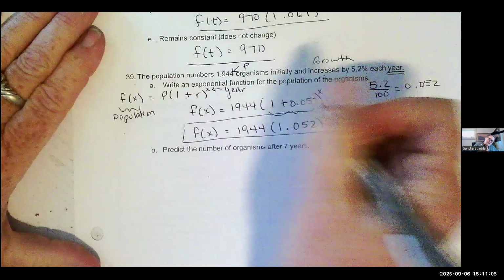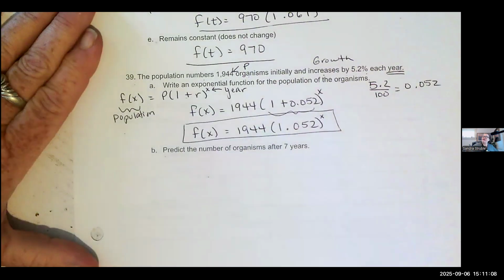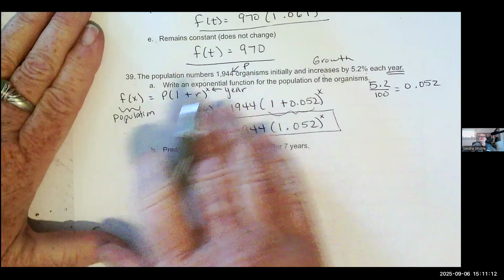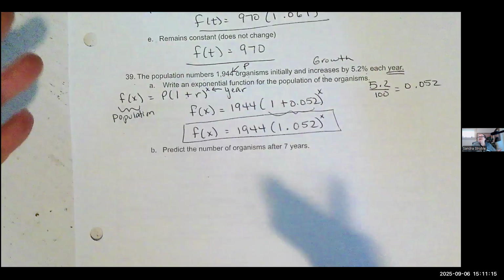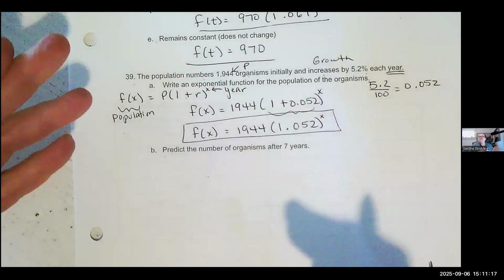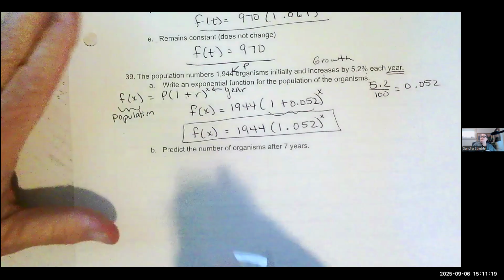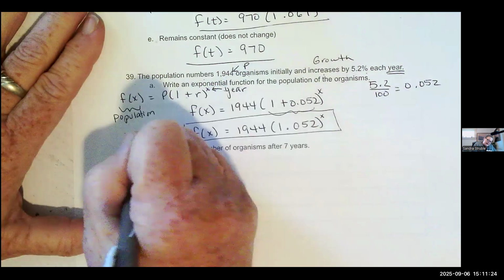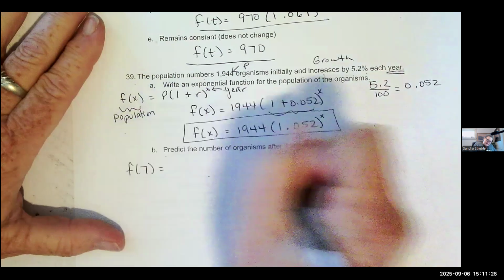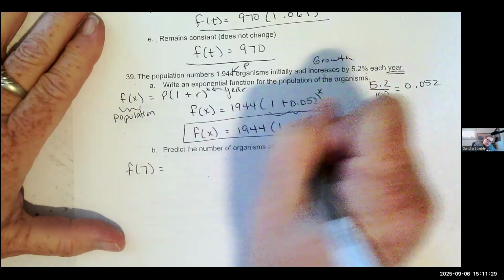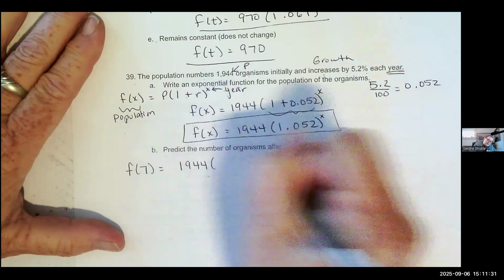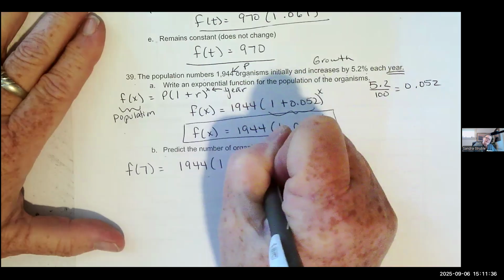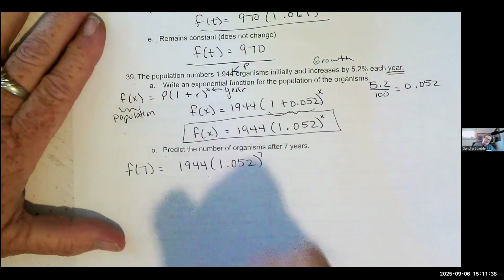All right. Now we're going to predict the number of organisms after 7 years. So if you didn't write what these things are representing, you're not going to know where to stick that number 7. Be careful. So what we're saying is 7 is in years. That's my time. So this is f of 7. And I'm going to take my function that I just wrote and find this answer. Everywhere there is an X, I'm going to put 7. And now I'm going to plug that into my calculator.